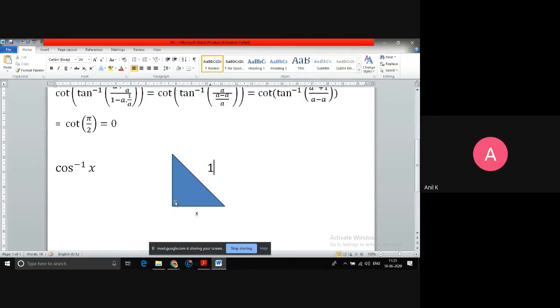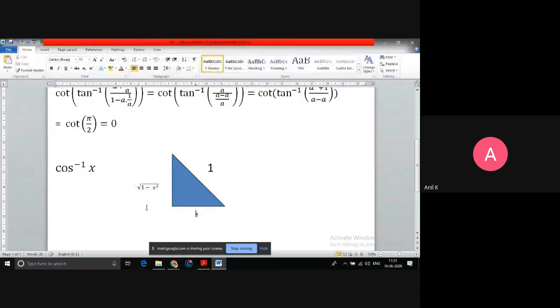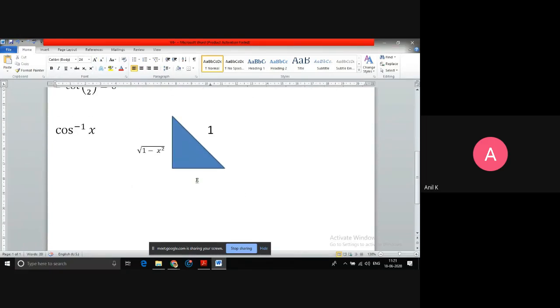So we can find the perpendicular value according to the Pythagoras theorem. If I apply the Pythagoras theorem, it is going to be the square root of 1 minus x square. So your perpendicular is going to be root of 1 minus x square. If you want, try at home after the class. In class 12, if you want to show the steps, you can show. Otherwise, you can calculate directly and write.